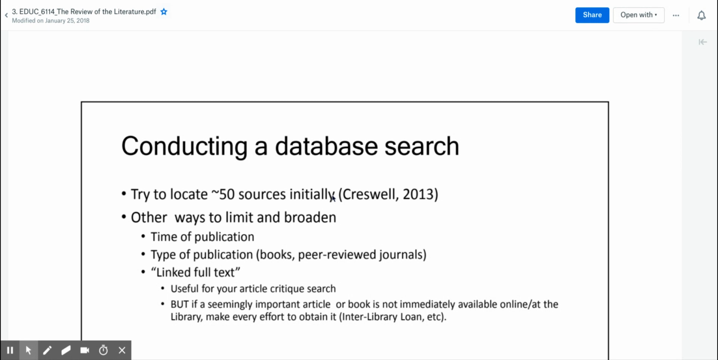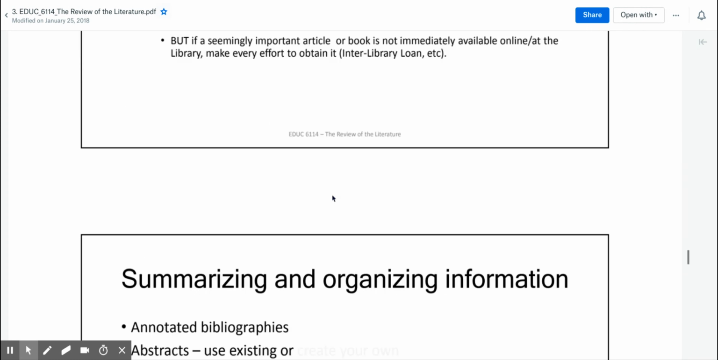So again, there's no Bible. The Bible never dictates the number of journals you have to include in your literature review, but the more the better. At some point, ideally, we have to review every relevant journal article. That was actually the guideline.